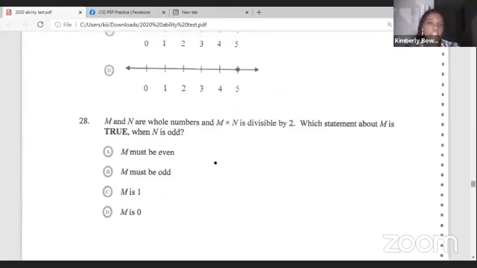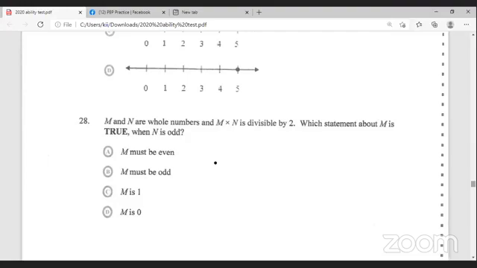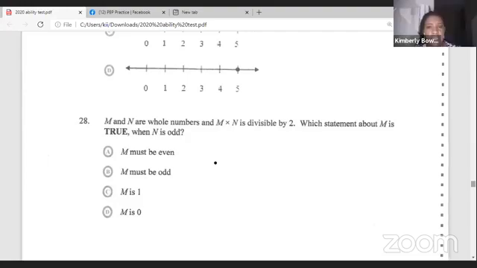All right, let's look at number 28. M and N are whole numbers, and M times N is divisible by 2. Which statement about M is true when N is odd? M and N are whole numbers, and M multiplied by N is divisible by 2. Let's look at that part.